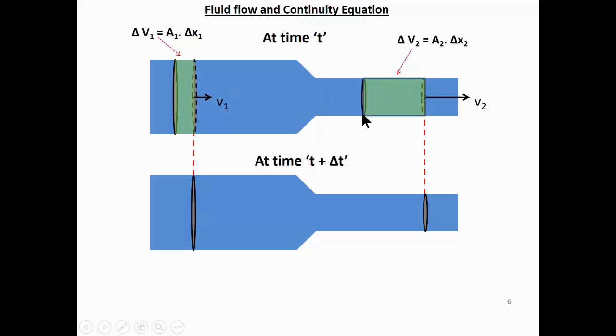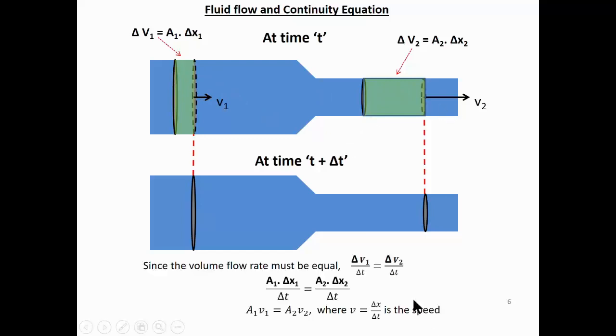So volume flow per second along the streamline path must be equal, and then it leads to a very important equation. So the volume flow per second at this point and that point must be equal. So delta V1 over delta t must be equal to delta V2 over delta t. But delta V is the volume of this fluid cross section, right?